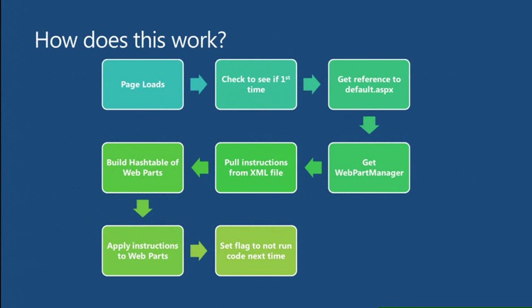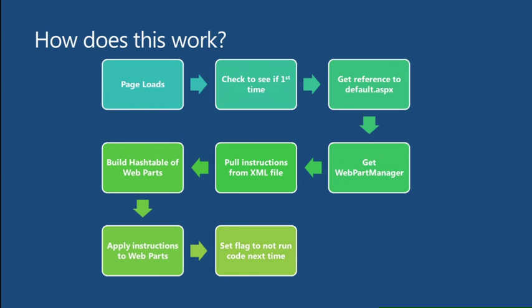Here's a visualization of everything that's happening, from a developer perspective or even a non-developer perspective. I wanted to break it down a little more specifically; I think it's easier to digest than looking through code. Essentially the page loads. We check to see if it's the first time the server control has ever run, assuming it is. We get a reference to the default.aspx, the page itself that we're looking at. We get a handle on the web part manager.